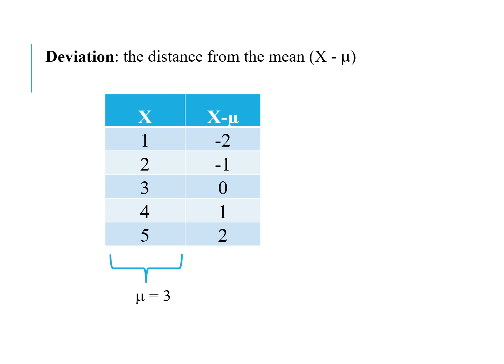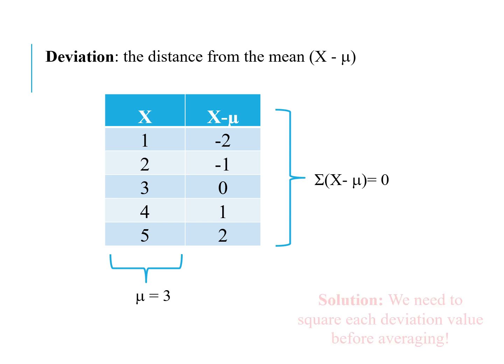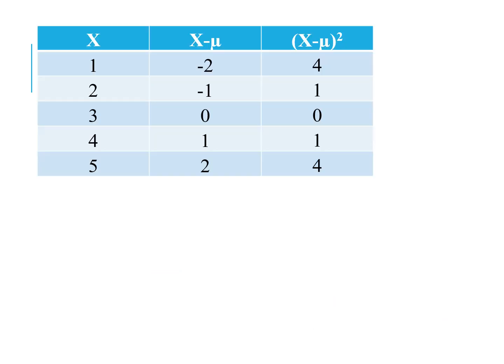The problem is that we cannot find the average distance from the mean by doing this. Because if we were to sum up the numbers, the -2, -1, 0, 1, and 2, we would just get 0. And this happens no matter what scores you have. So we solve this problem by first squaring each deviation value before averaging. Here's that same graph with each of those deviation values squared.